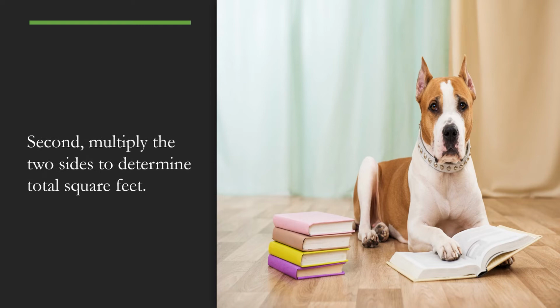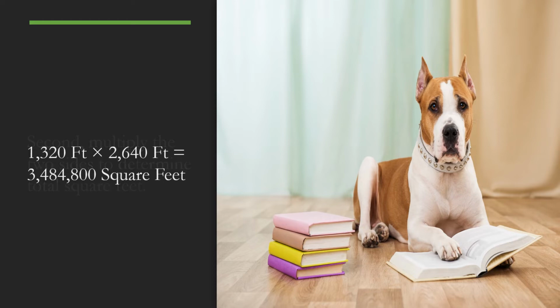Second, multiply the two sides to determine total square feet. 1,320 feet times 2,640 feet equals 3,484,800 square feet.